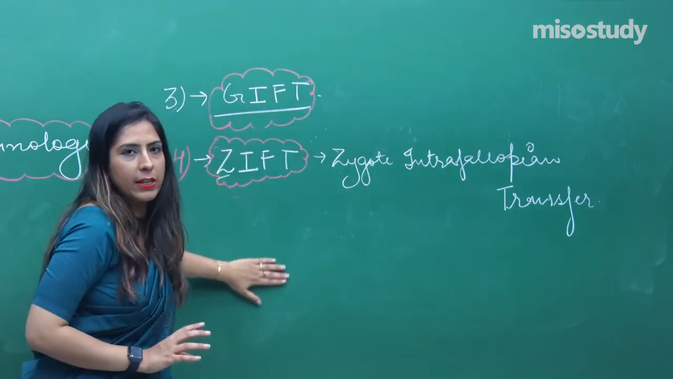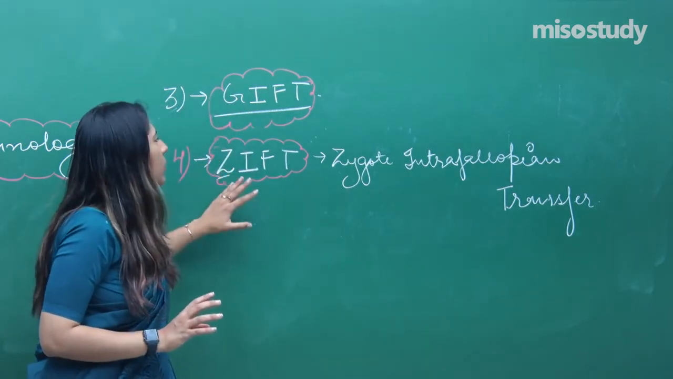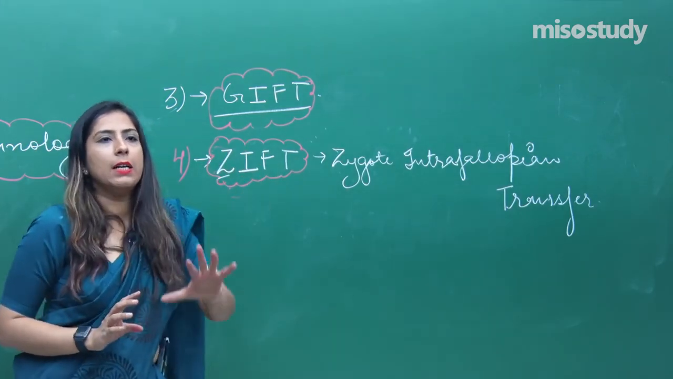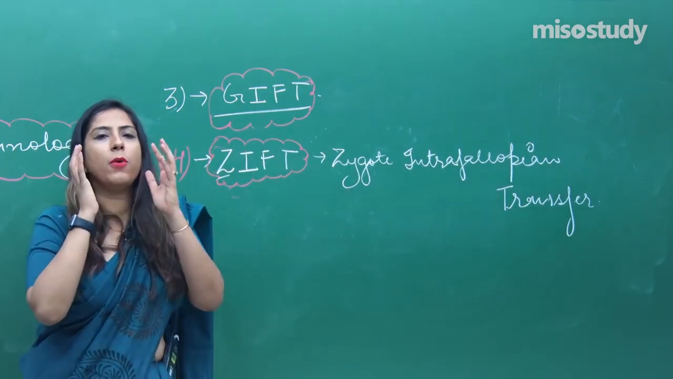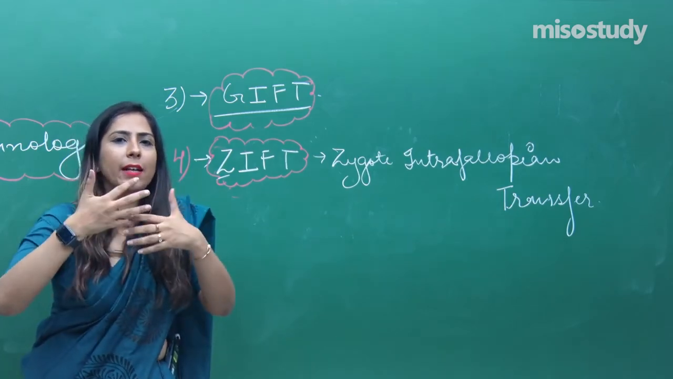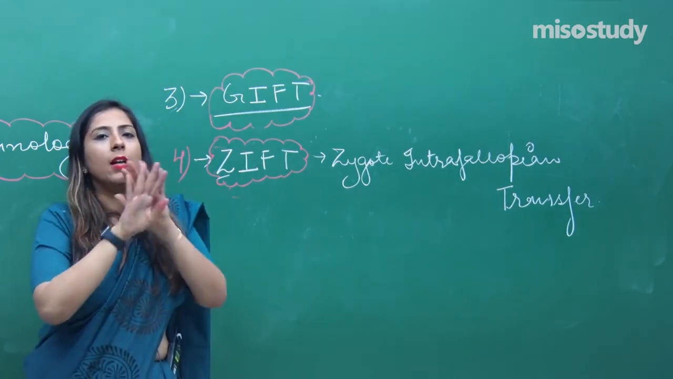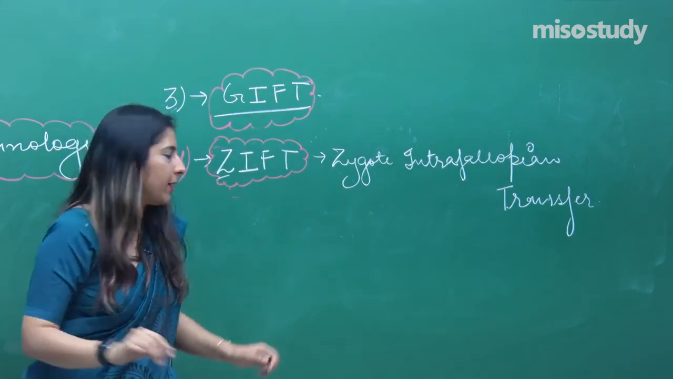So with the help of certain hormonal injections, we go for this procedure, that is ZIFT, because we have to prepare the female body so that implantation can properly occur. The endometrium should be properly made.